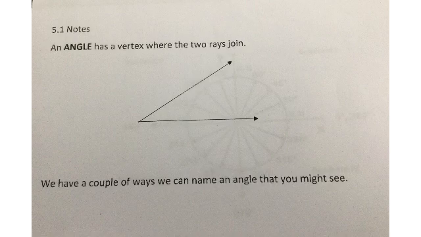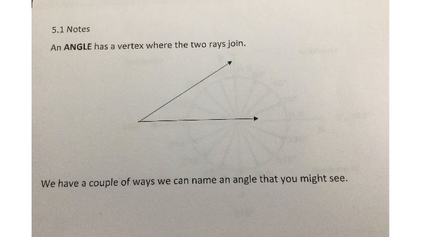Does everybody know what a ray is? It has one endpoint and one side continues forever. A line continues forever on both sides. What if it doesn't continue forever on either side? That is a line segment. All right, so where two rays join, we have an angle here.